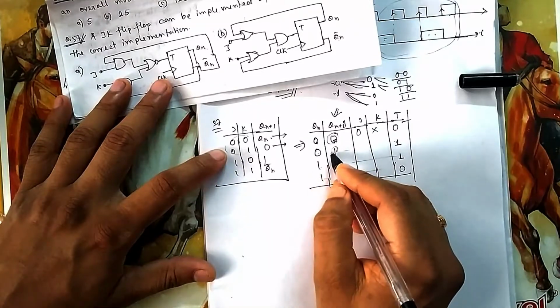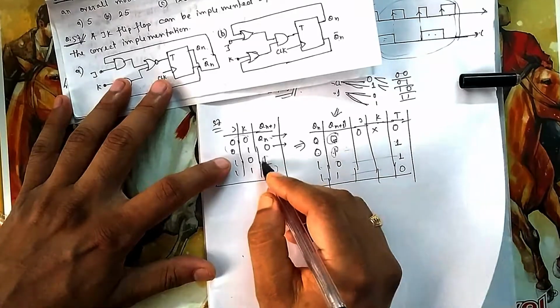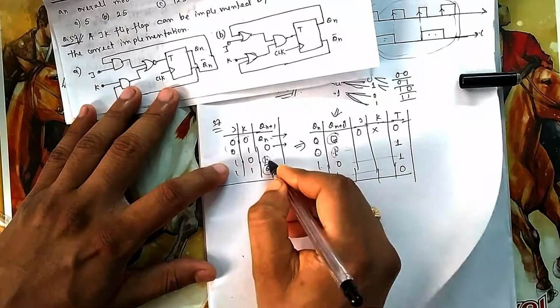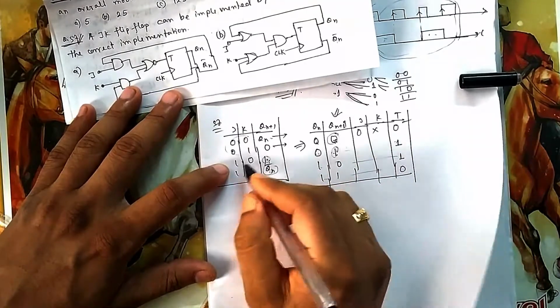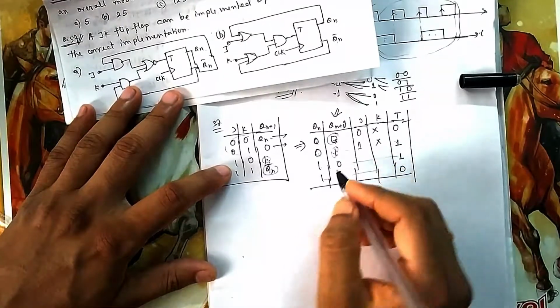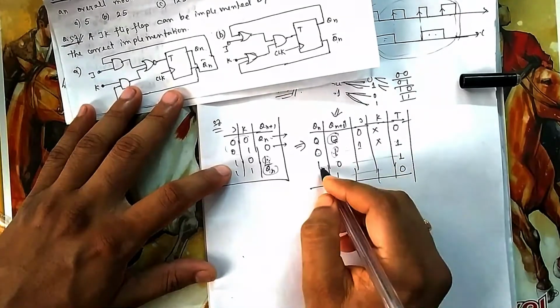Now for 0 to 1, it can directly take 1 as output, or it should change its state. So it should change its state or directly go to 1, meaning any two of these. Because your output should be 1, you can directly get 1, or it should change its state. So you see here, J should be 1 and K can be anything, the cross. So this will be 1 and a don't care.